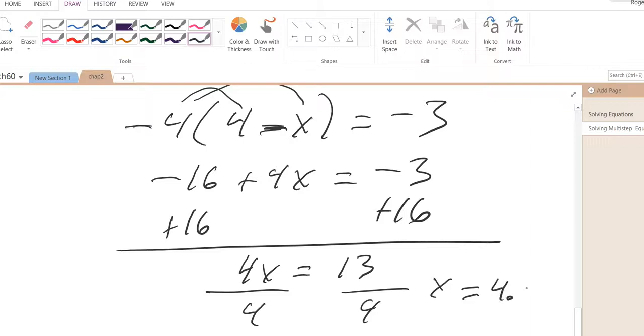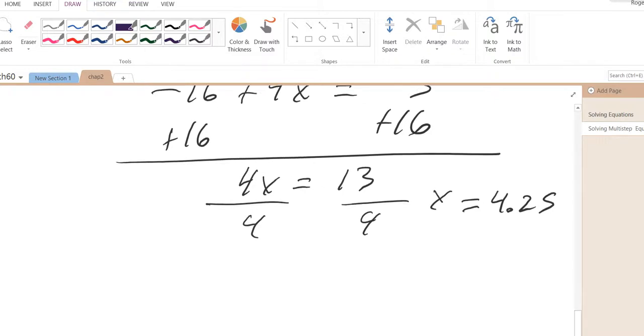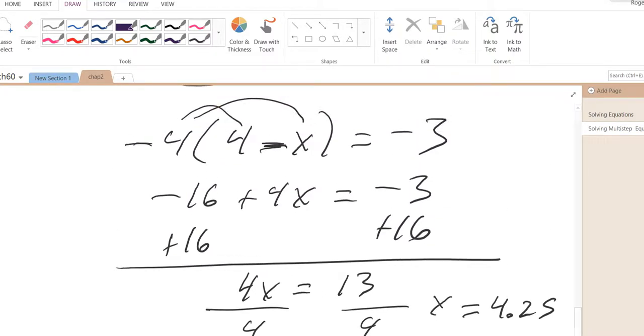There we go. So when you're doing your test and quiz, if they don't turn out, you can say, well, he made them up, so they're probably right. We just distribute it inside. Gives us a negative 16, gives us a plus 4, and we just solve the equation.